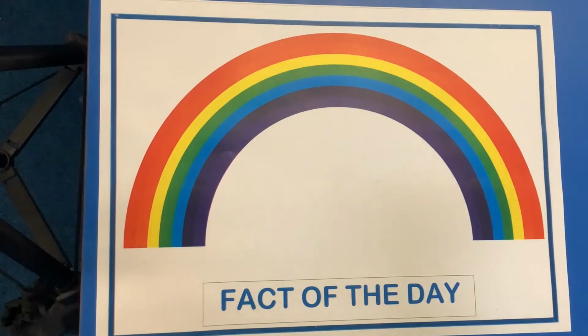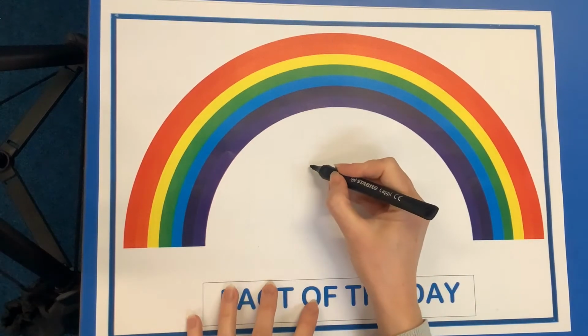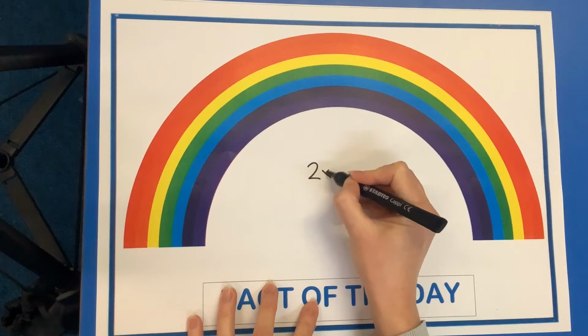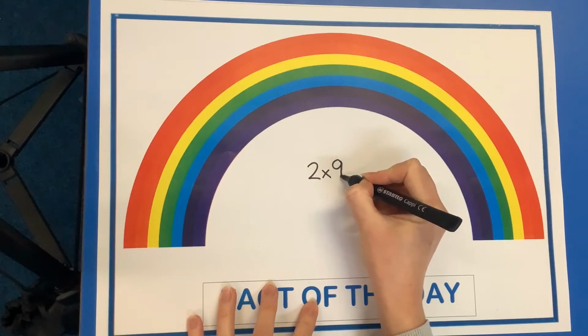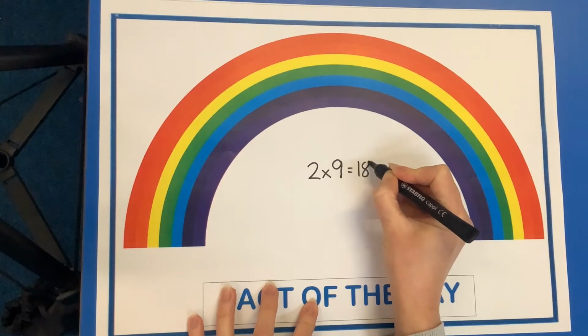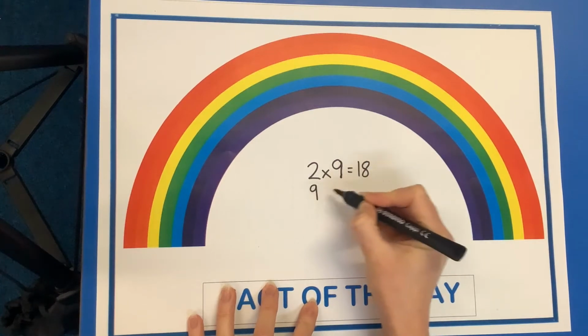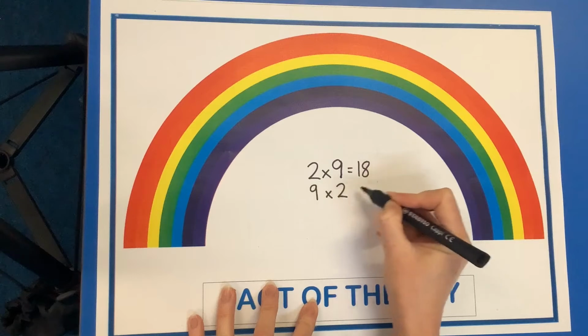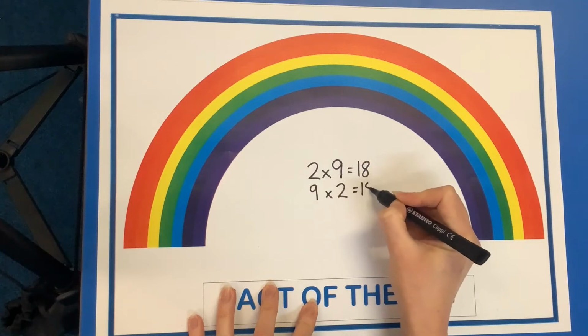Good morning, everybody. And again, we're starting the day with our fact of the day, which is 2 times 9. What do you think that equals? That's right, it's 18, which of course gives us the same answer as 9 times 2.